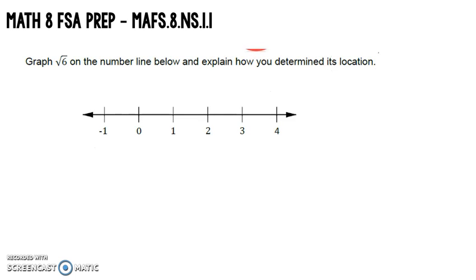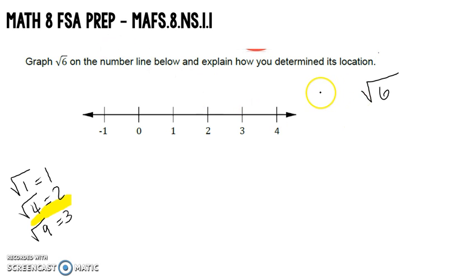All right, this is definitely something that you may see on the FSA. It says graph the square root of 6 on the number line below and explain how you determine its location. So in order to graph the square root of 6 on the number line without a calculator, we need to think about the square roots that surround 6. So perfect square roots would be the square root of 1, the square root of 4, the square root of 9. And so the square root of 6 actually would fall right between those.